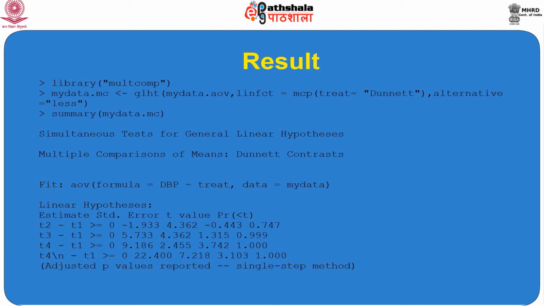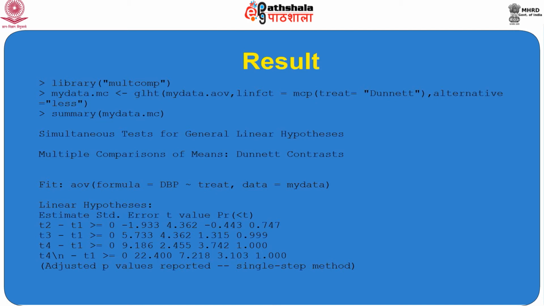If we consider a two-sided test, then the comparison should be T2 minus T1 not equal to 0. So that is the choice we have considered here for illustration purposes. You may also try it for the two-sided case. Now we are going to these results.